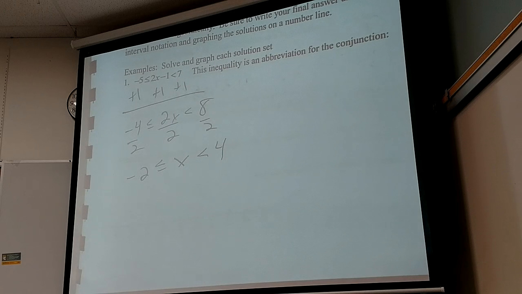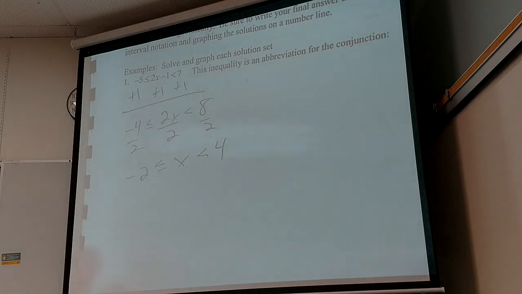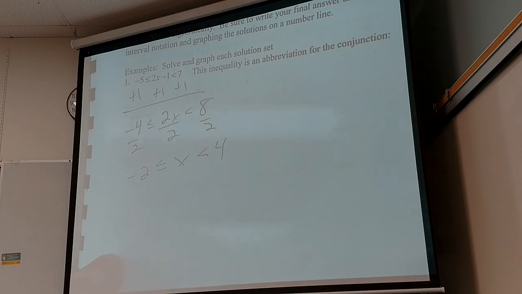Oh, so brackets are when it's allowed to equal. And when it's not allowed to equal, it's a parenthesis. So see how it's not allowed to equal 4, so it's a parenthesis. Yeah, this has an equal.